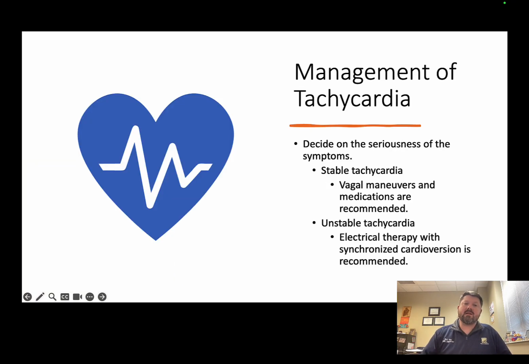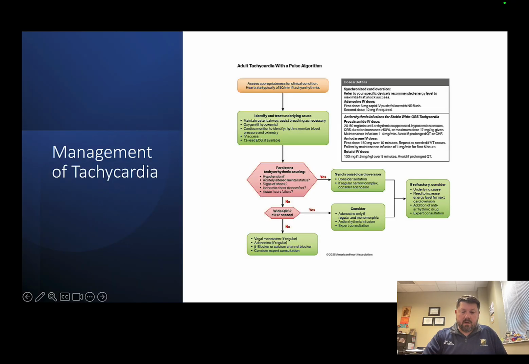Decide on the seriousness of the symptoms. If it's a stable tachycardia, like we mentioned, vagal maneuvers and medications are recommended. If it's unstable, then electrical therapy is going to be our go-to treatment. So looking at the American Heart Association Adult Tachycardia with a Pulse algorithm, we're going to take a look at the treatments. So we've decided that we're going to treat a patient with the tachycardia.